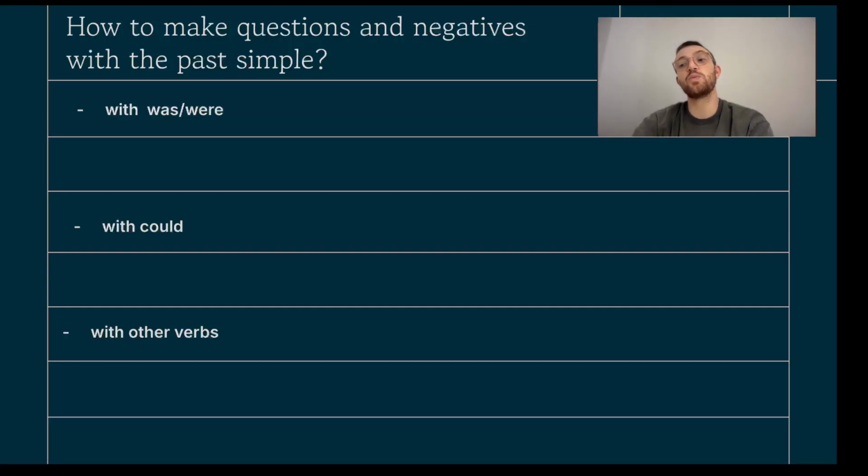And if you watched our video on the present simple, you will remember that for questions and negatives, we need to use an auxiliary verb, right? So you can say, I eat chicken. For the question, you would say, do you eat chicken? And for the negative, you would say, I don't eat chicken. So that's for the present simple. For the past simple, we also need to use some extra words. So, for example, we can use was and were.